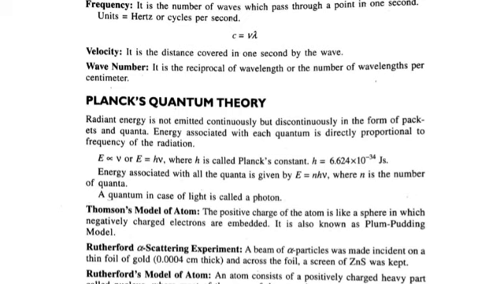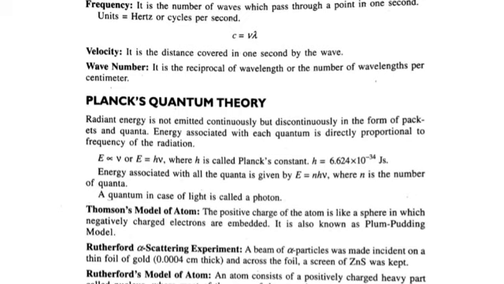E is equal to h nu, where h is called the Planck constant, and the value of the Planck constant is 6.626 into 10 to the power minus 34 joule second. Energy associated with all the quanta is given by E is equal to n h nu, where n is the number of quanta. A quantum in the case of light is called a photon.